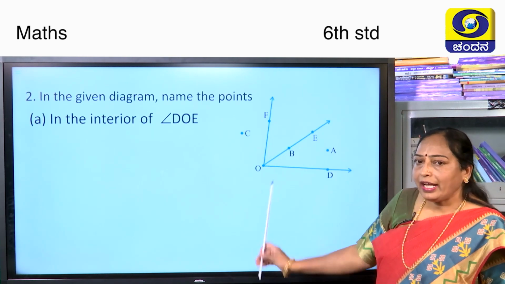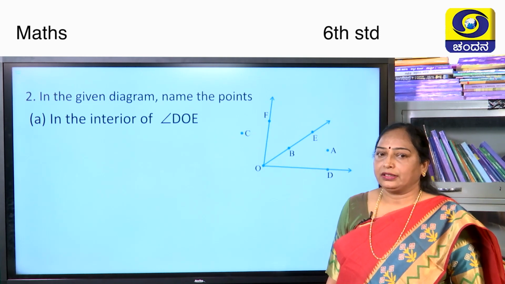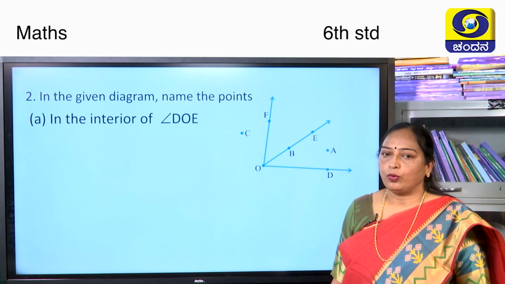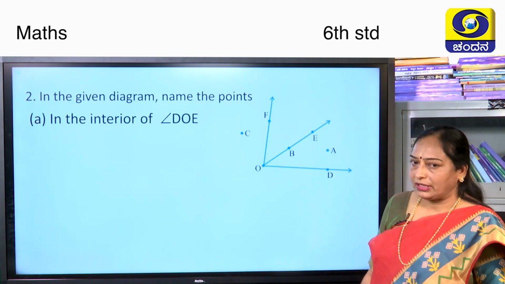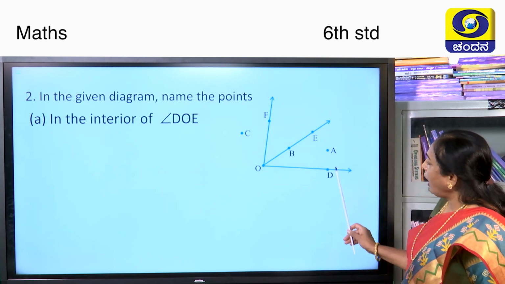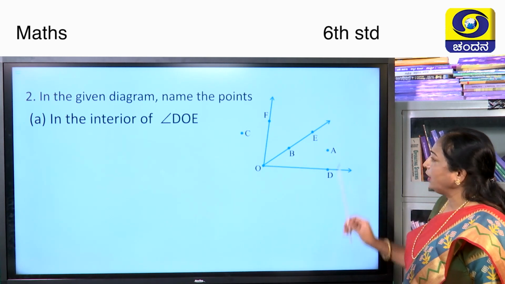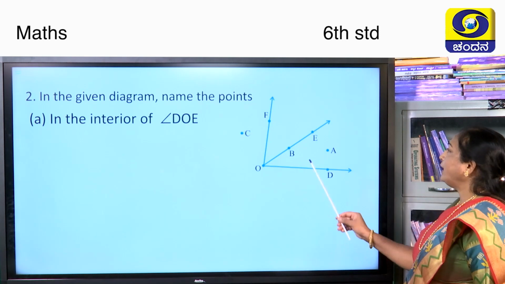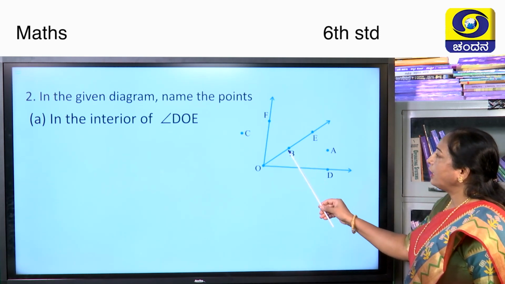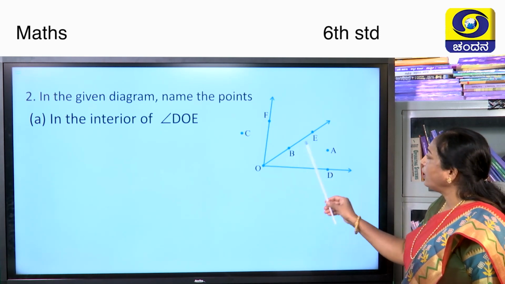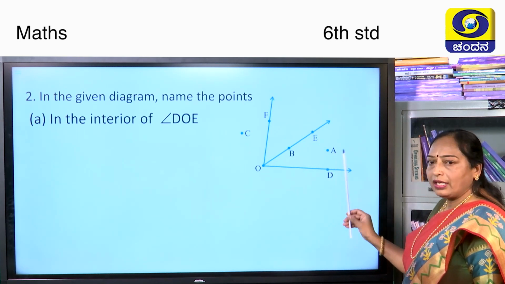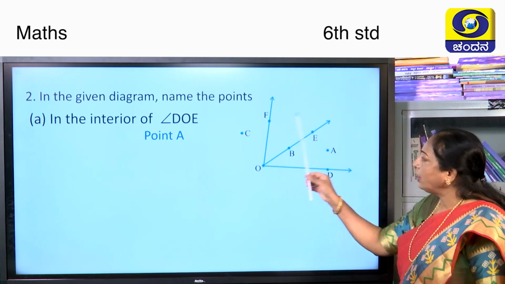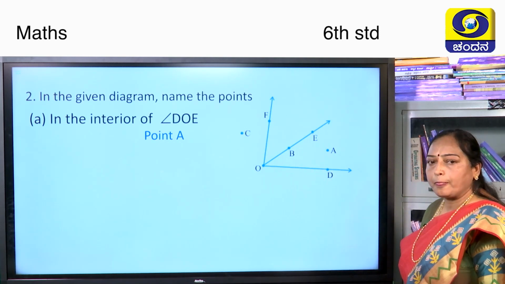In the given diagram, name the points in the interior of angle DOE. Let's look at the picture. Angle DOE, here, which are the points in the interior of angle DOE? Point A. Point A is situated in the interior of angle DOE.